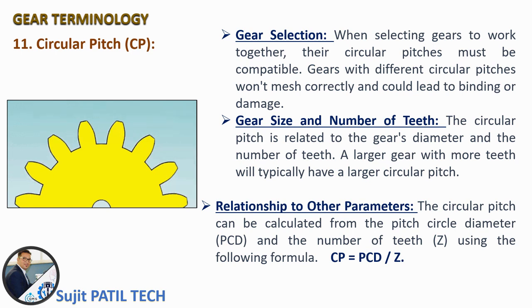Gear size and number of teeth. The circular pitch is related to the gear's diameter and the number of teeth. A larger gear with more teeth will typically have a larger circular pitch.